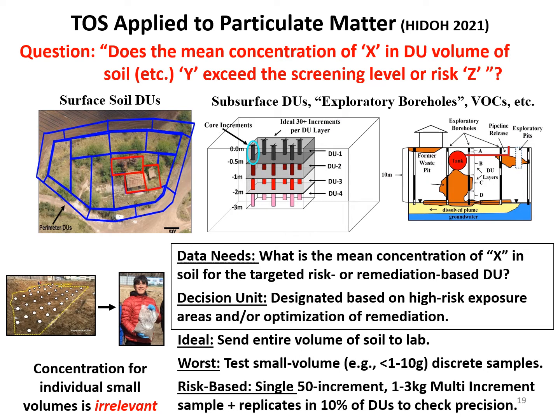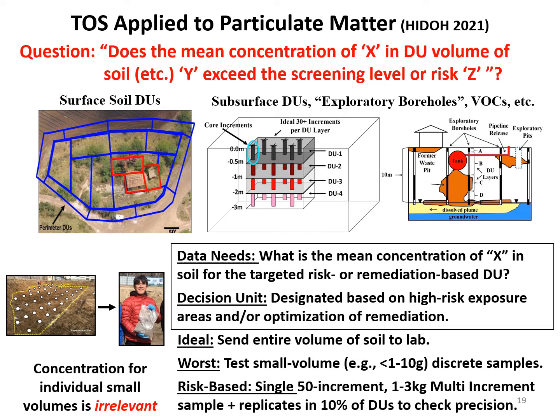The way you would really do it is a risk-based approach. From our experience and our guidance, you would collect a single 1 to 3 kilogram multi-increment sample from about 50 points. And in 10% of your decision unit areas, say for a project, you're going to go in and collect 2 more from each one. So you get triplicate samples from 10% of the DUs just to check your precision. That's the only point of collecting these replicate samples.